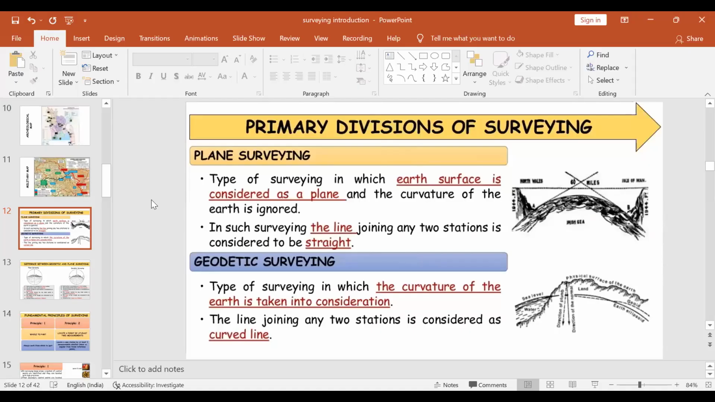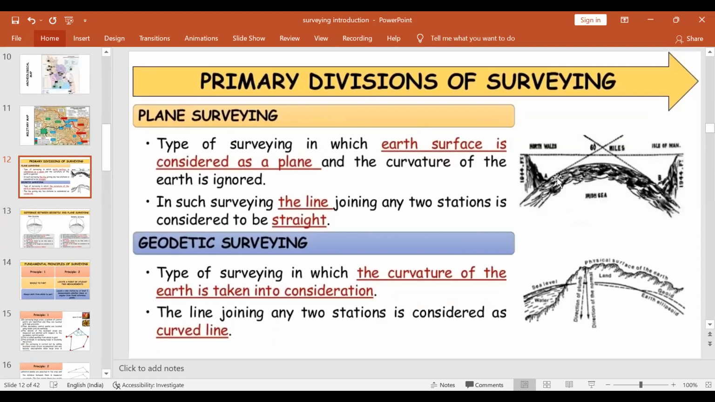So first, primary divisions of surveying. In this topic, first of all, there is plane surveying and geodetic surveying. What we consider in our day-to-day life, presently, by the oldest theory, is that our Earth is of geodetic shape. So we'll consider surveying in two kinds: the first one is plane surveying, the second one is geodetic surveying.